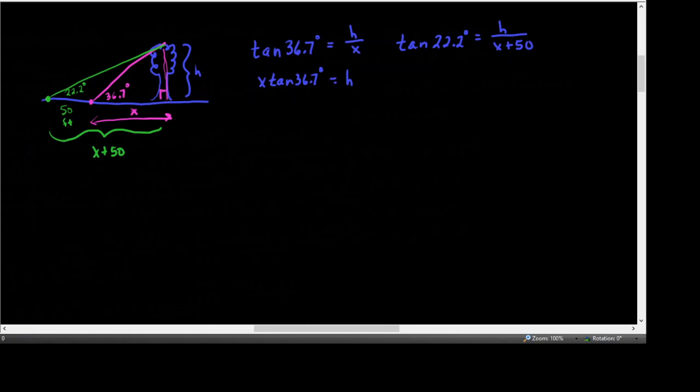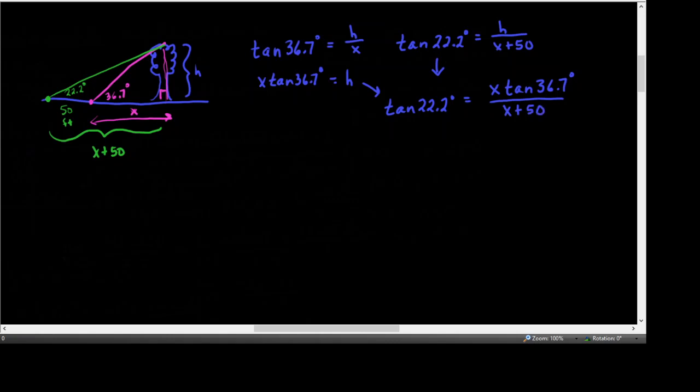And I know that these heights of the tree in these two equations have to be the same. So that means that I could take that h that I just solved for and the other equation, and wherever the h is, take it out and substitute for it with what I just calculated h to be, x tangent of 36.7 degrees. And that'll be over x plus 50.